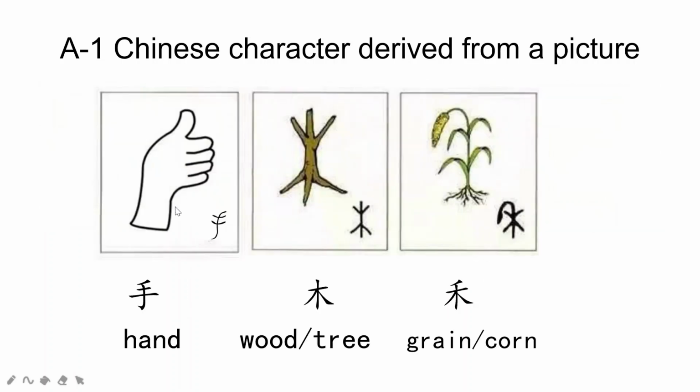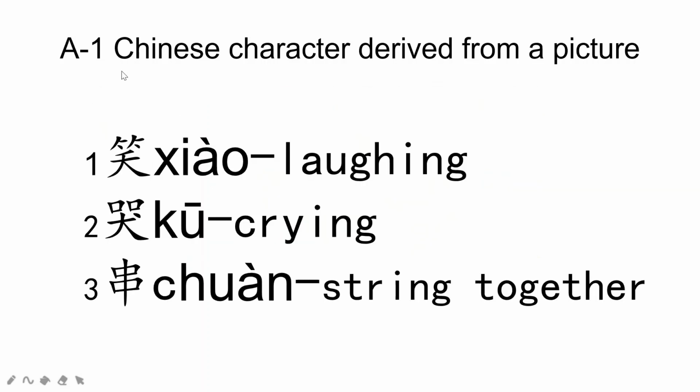Next, we've got a few more. This is shou, hand, from the picture of the hand. And mu, mu is tree or wood, from the picture of a tree. And you can see some more words derived from the picture.